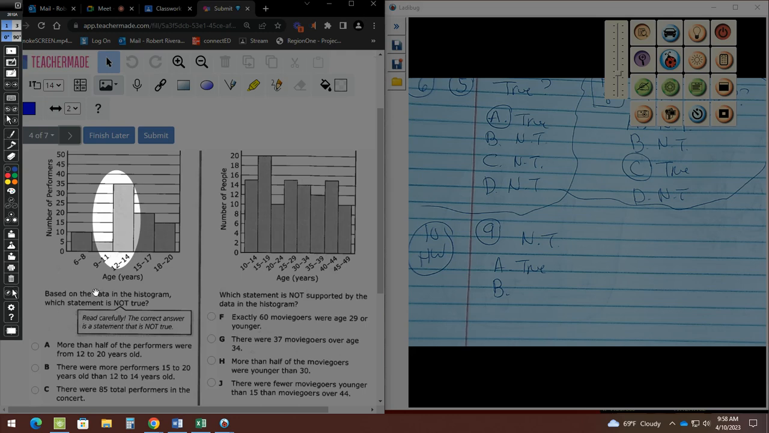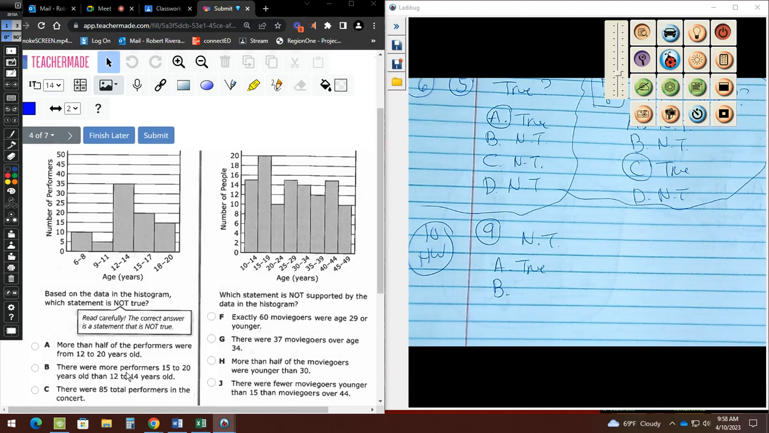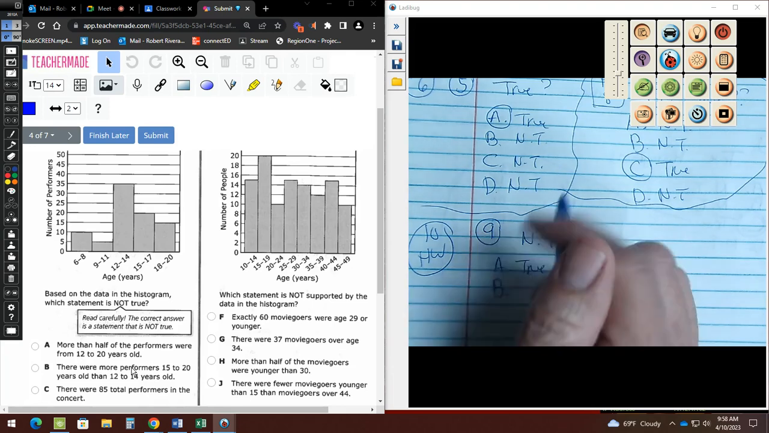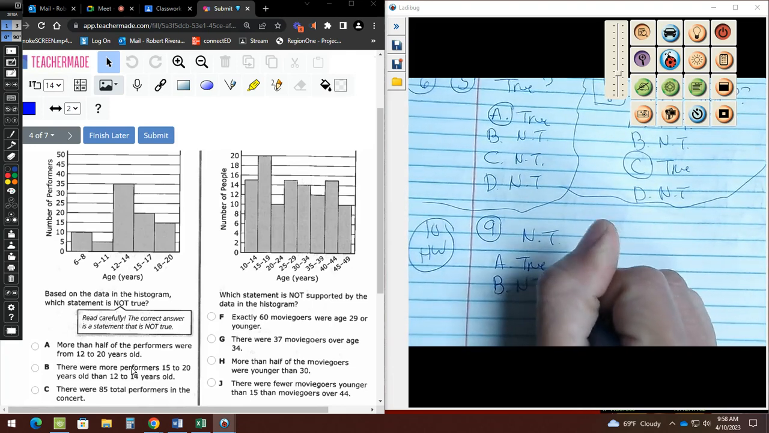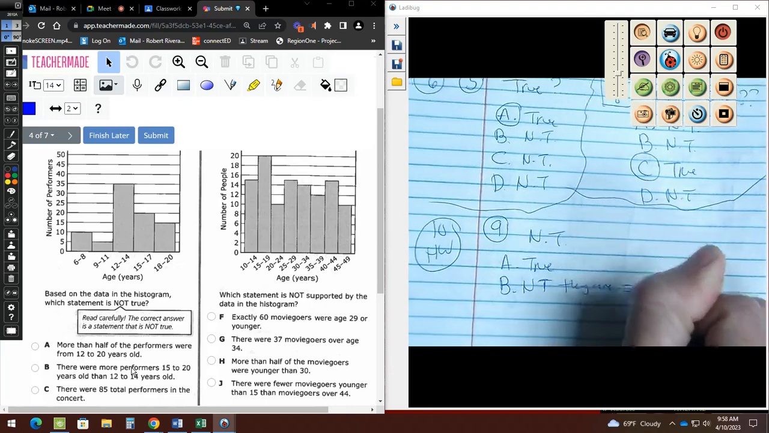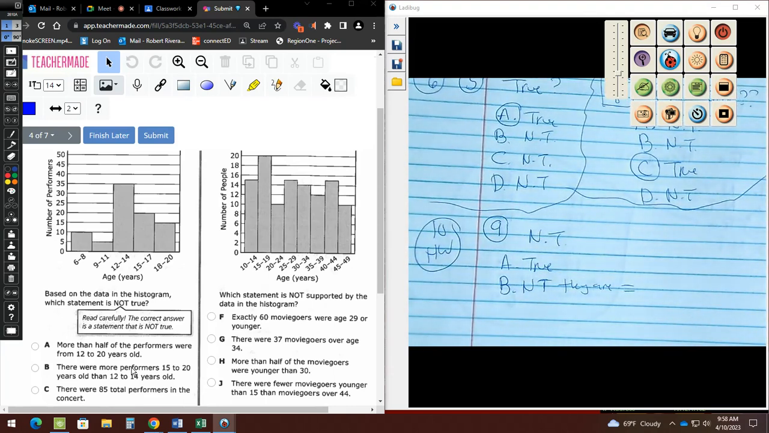Very good. Ruby said that they'll be the same. So how can that be true? They say that there's more. There's no more. They're what? They're equal. So letter B is not true because they are equal. Did you see what we did? We add them so I can know how many. Once I figure out that it was 35, I go compare it to the other one. And they happen to be exactly the same. Between 15 and 20 years old, there's 35 performers. And between 12 and 14, there's also 35 performers. So guess what? They're equal. And they're saying that there's more.